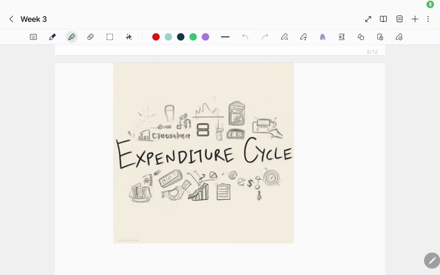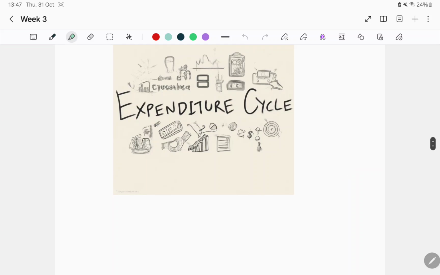Back, we're now looking at this expenditure cycle. Similar to the revenue cycle, we'll go through the typical process and discuss a bit, giving you a brief idea of what we can expect inside the expenditure cycle.